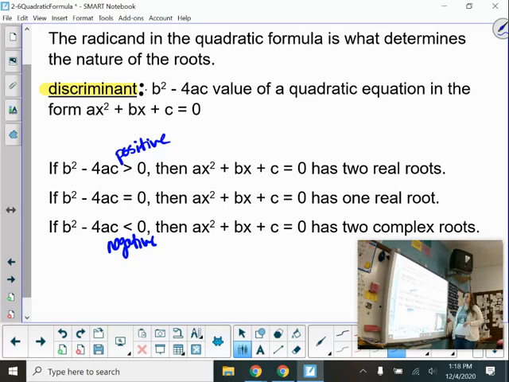So if they ask you to describe the number and type of roots, the number is going to be 2 or 1. The type is real or complex. Complex would be if you have an i in your answer. Sometimes they'll interchange imaginary for complex. Just be aware that that can happen.